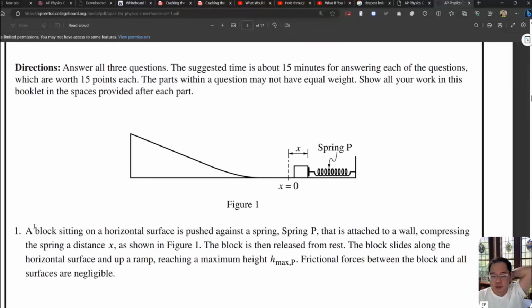A block sitting on a horizontal surface is pushed against a spring P that is attached to the wall, compressing it a distance x, as shown in Figure 1. The block is then released from rest. The block slides along the horizontal surface and up a ramp.